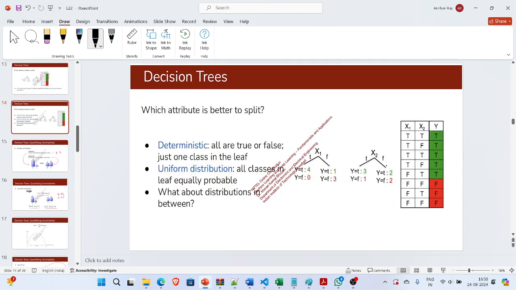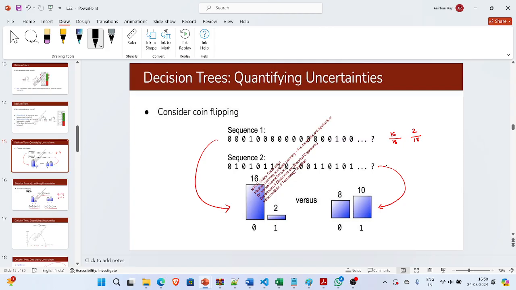So let's focus on this. We start with two examples, coin flipping actually. So two scenarios. In this scenario, you are having two heads and 16 tails, so this ratio we have got. And in sequence two, as you can see, 8 and 10.